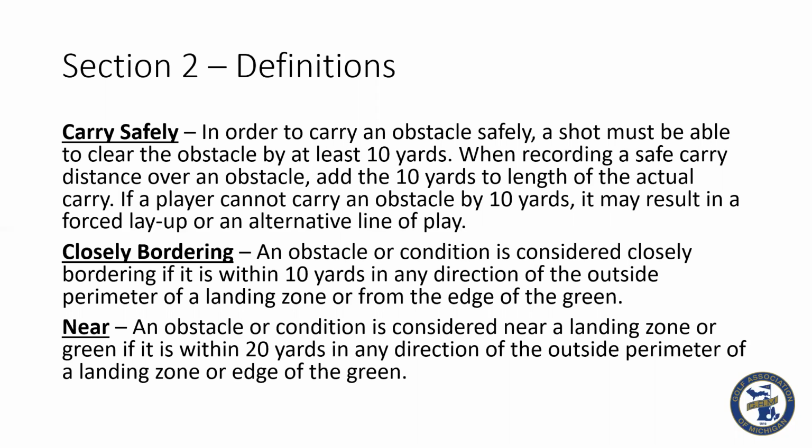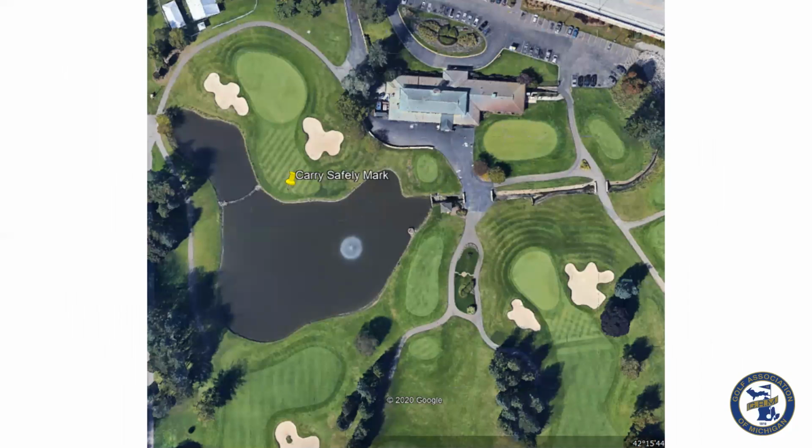And then there's reference in the guide and the course rating manual to the term near, and that's when an obstacle or condition is considered near the landing zone if it's within 20 yards in any direction. And that's typically what we look at when we're determining if the fairway bunkers apply, if they're near the landing zone, so within 20 yards. So a couple pictures to make them a little bit clearer.